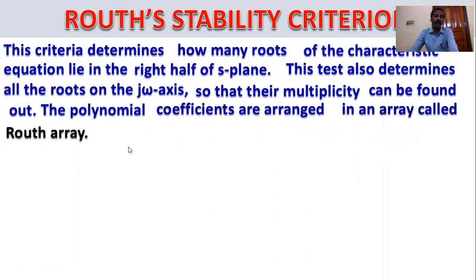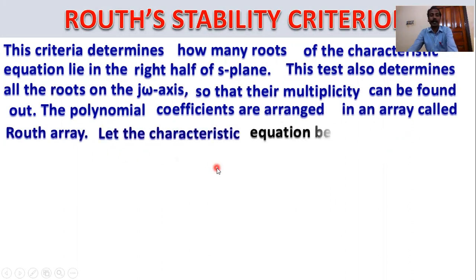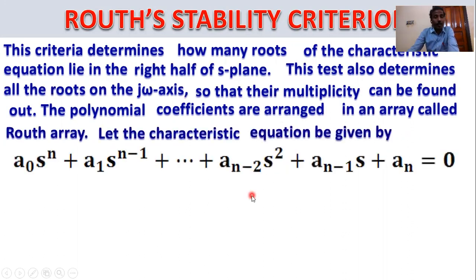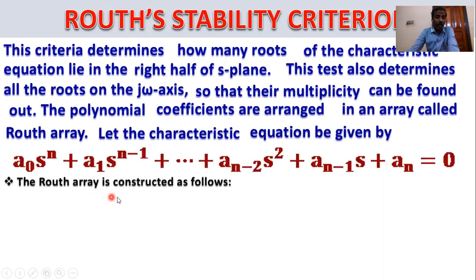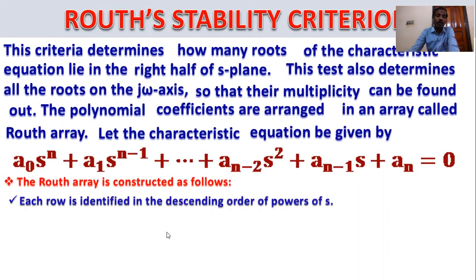So what is the Routh array? Let the characteristics equation be given by this. The Routh array is constructed as follows. So next step, construction of the Routh array. Each row is identified in the descending order of power of S. So this is the descending order of power of S.